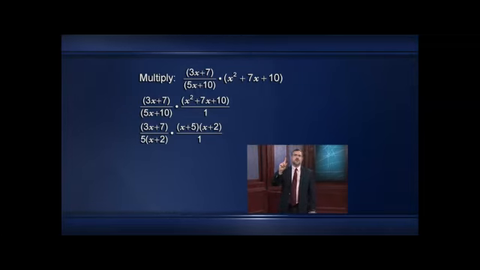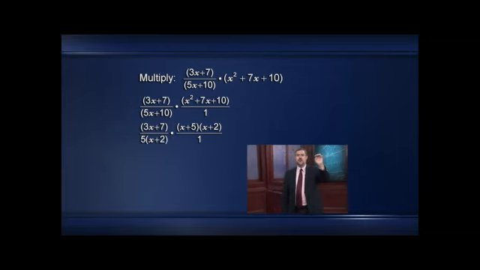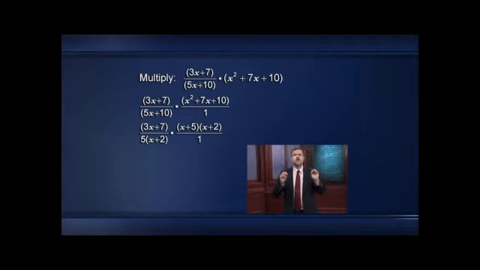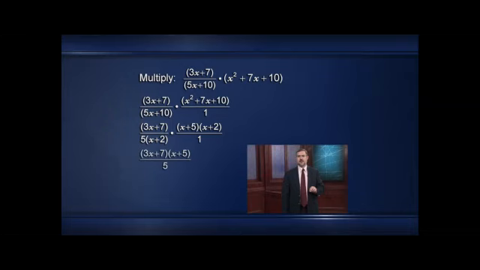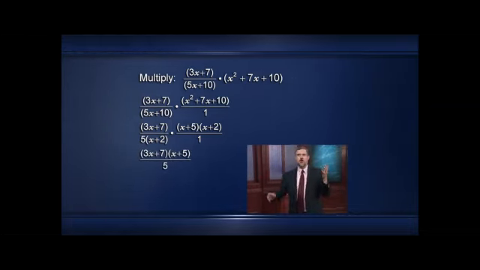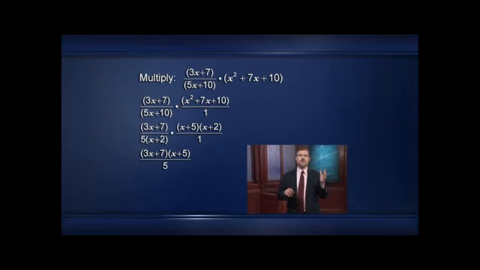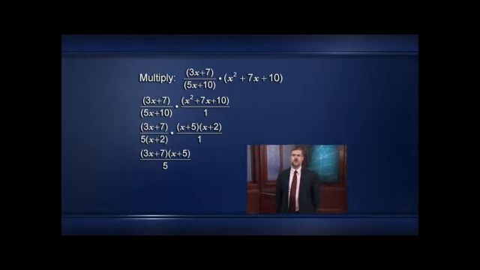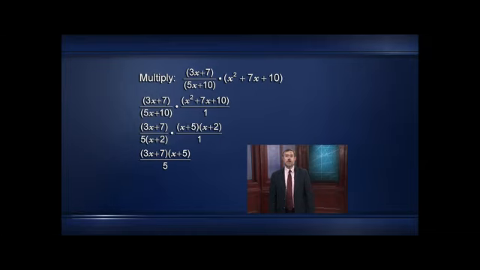So there's actually an x plus 2 in the denominator of the first fraction and an x plus 2 in the numerator of the second fraction. Since everything's being multiplied together, those x plus 2's can be canceled. And that's going to give me then 3x plus 7 times the x plus 5, all divided by just the 5 in the denominator after those x plus 2's are canceled. And guess what? We're done.